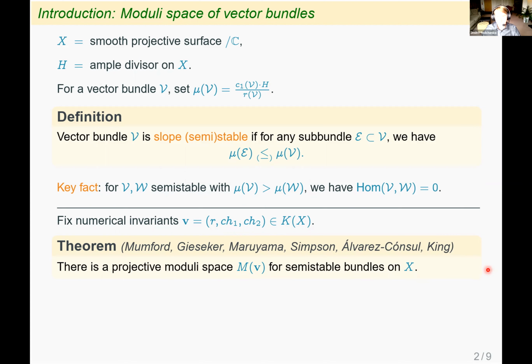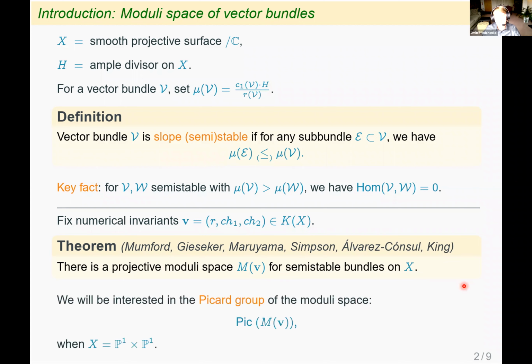bundles on X. Here, for simplicity, I'm speaking about just the usual semi-stability and vector bundles, but if you are familiar with Gieseker stability, you can also mentally replace bundles by sheaves, and all the results apply. But to avoid technicalities, I'm going to be using this language.